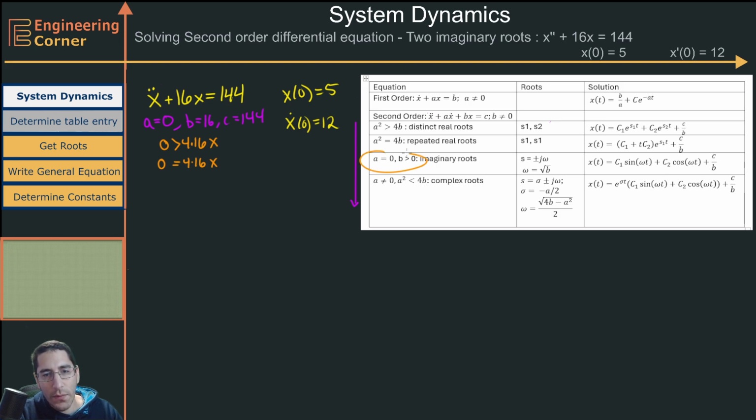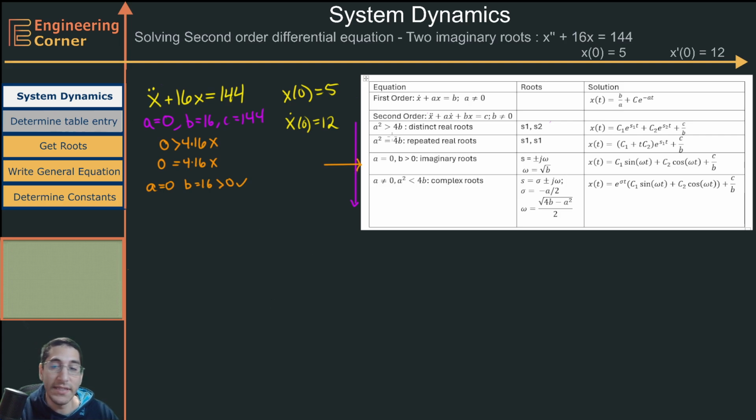Okay, the next one is a equal to 0. It is. a is equal to 0. And is b greater than 0? Well, b is greater than 0. b is equal to 16. So we know 16 is greater than 0. So we are going to be working with imaginary roots.